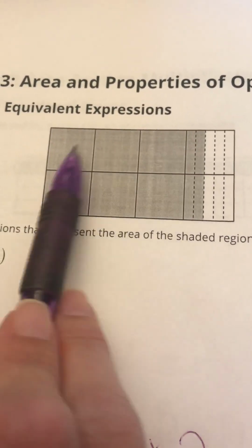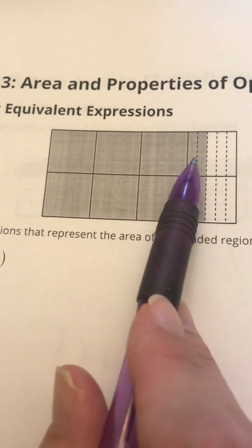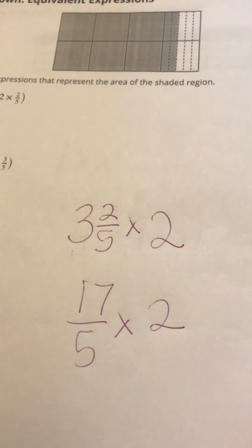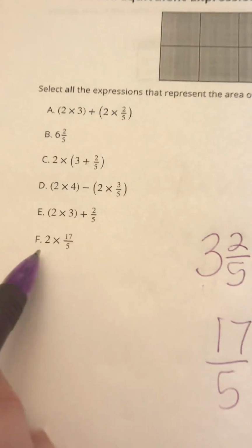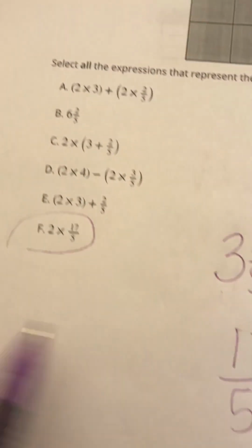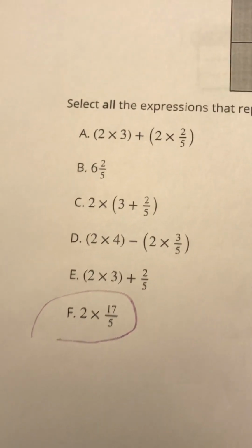We could also think of this, you know, because this one's divided into fifths, all of these would be divided into fifths. So that would be 5, 10, 15, 16, 17. So 17/5 times 2 would also work. And so now I can look at the choices they give me. So I see right here I've got 2 times 17/5, which is the same as the one that I wrote. I just switched the factors around, and that doesn't change the answer. And then now I can look at these other choices.